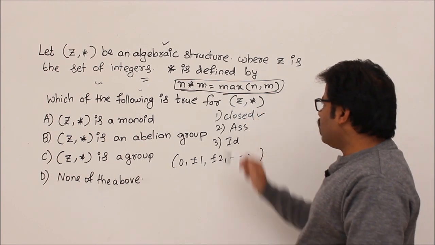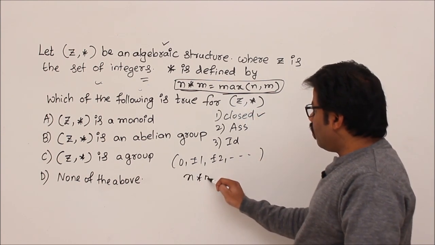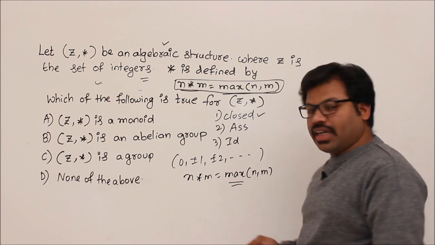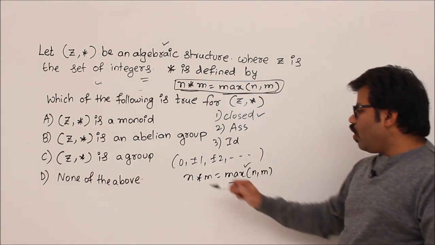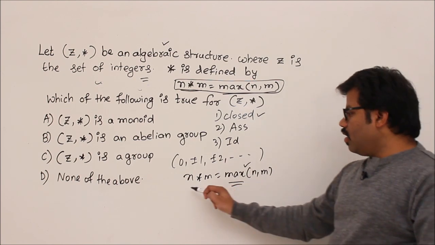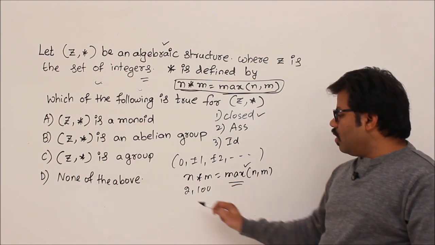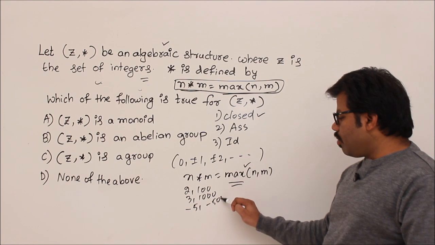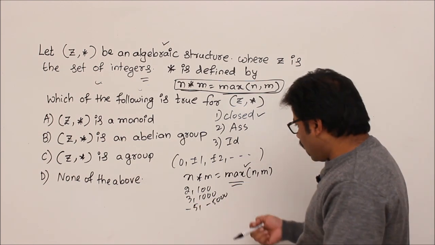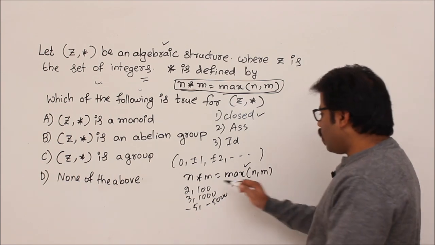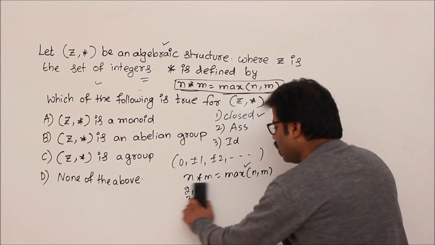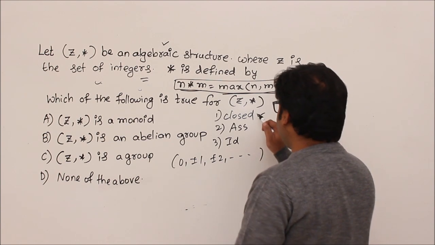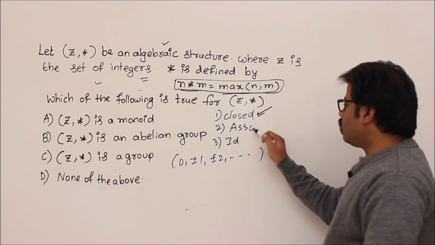So if you take any two elements, if I apply n star m, that means max of n comma m, that is always an element, correct? It is defined or not, we'll see. For any two elements, there will always be a max, correct? Example 2 comma 100. What is max? 100. For 3 comma 1000. What is max? 1000. For minus 5 comma minus 5000. What is max? Something, right? So easily we can understand that max is well defined. So it is closed and it is an integer, correct? Because we are getting one of n comma m as the answer, that is always an integer. Finally, the closed property is checked. Now we'll come to associativity.